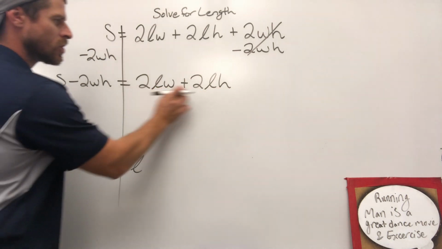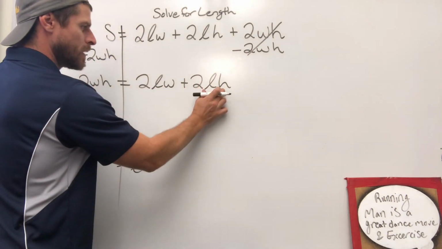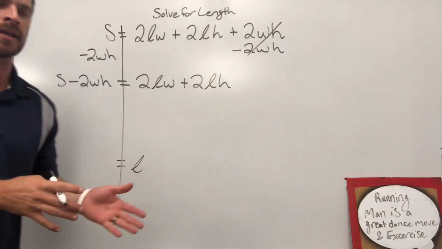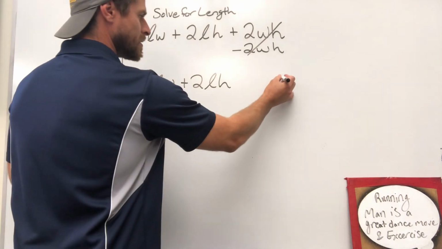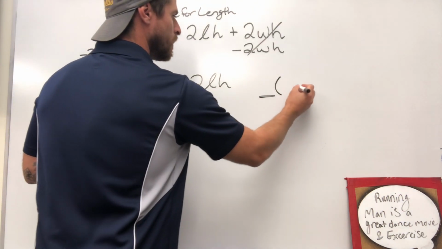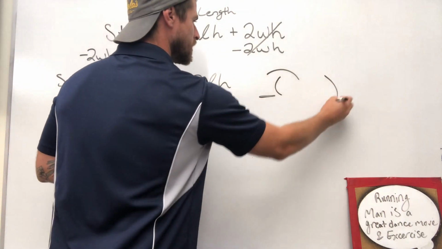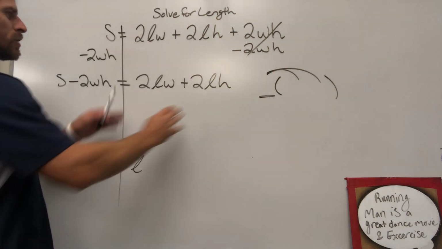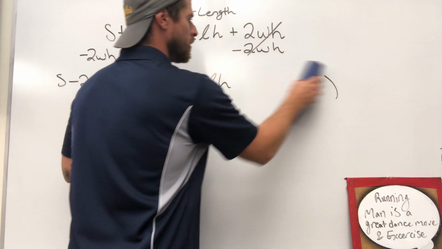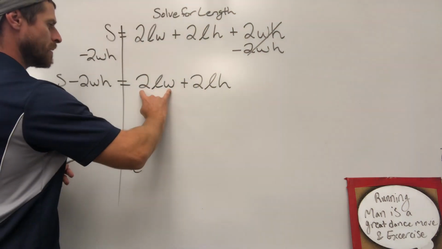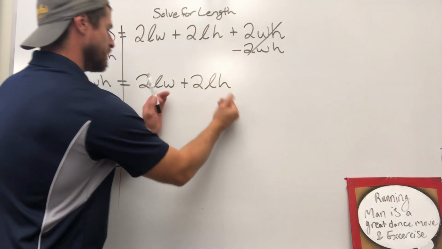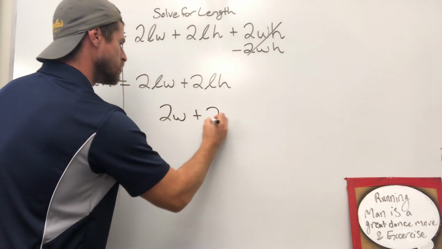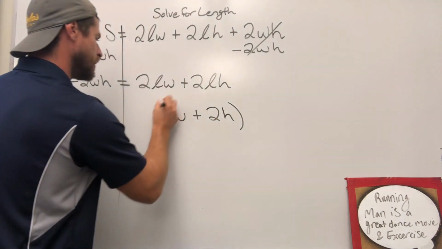Okay, each of these terms has an L in them. This is a tricky step. It's kind of like undoing the distributive property. Remember what the distributive property tells us is that we got some term multiplied by both terms on the inside of the parentheses. So what I want to do is group together 2W and 2H in parentheses. I'm going to say 2W plus 2H in parentheses.